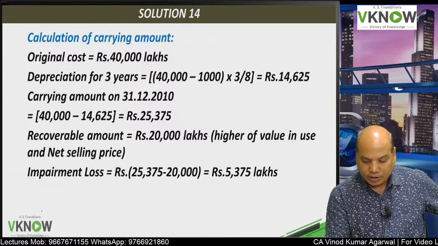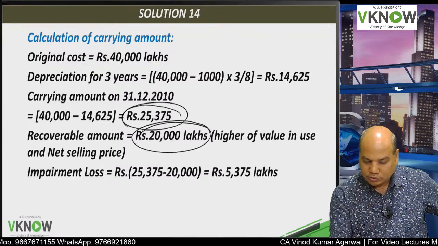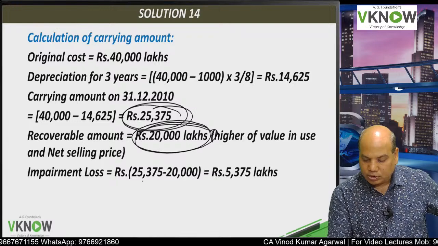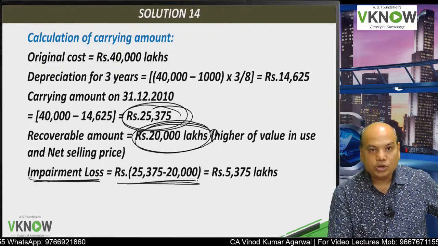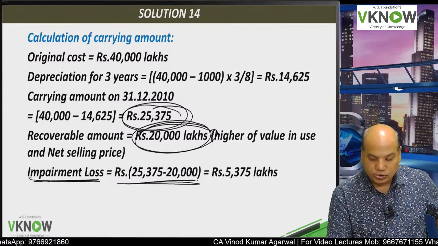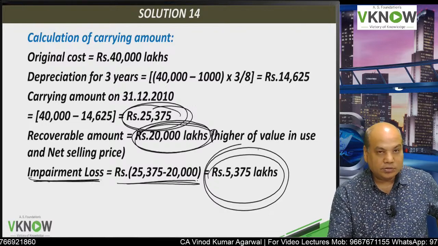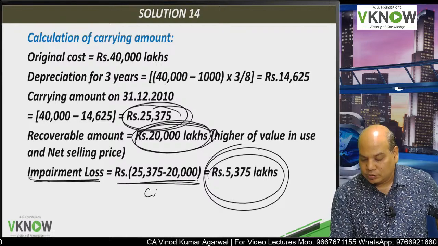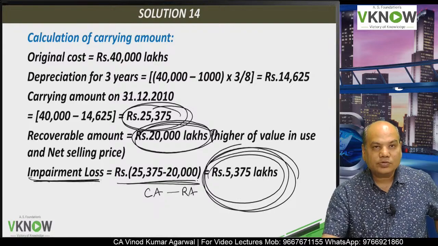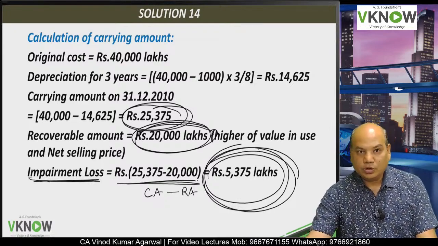Now if I compare recoverable amount with carrying amount, I find recoverable amount is lower. If recoverable amount is lower, I need to provide for impairment loss. So that impairment loss will come to 5375 lakhs. Carrying amount minus recoverable amount. So impairment loss 5375 lakhs. Okay. Today we'll stop here.